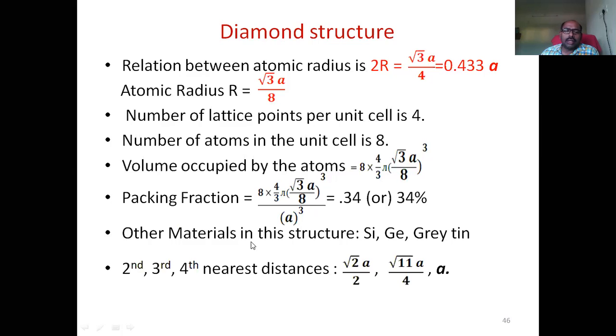The other materials in this structure: silicon, germanium, and gray tin, the tin at lower temperatures. The second nearest neighbor distance, third and fourth are given here. The second nearest neighbor distance is root 2a by 2.